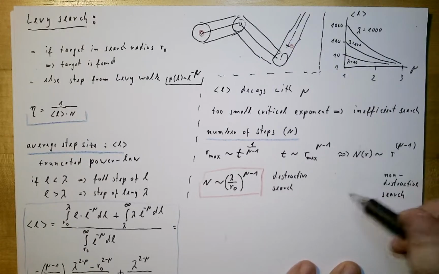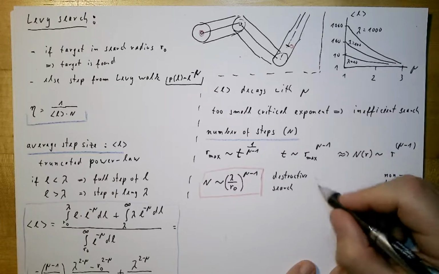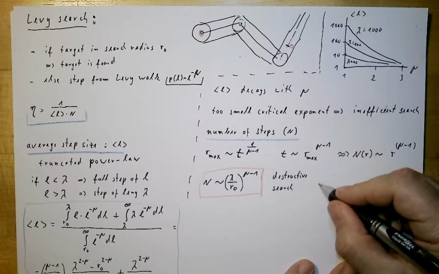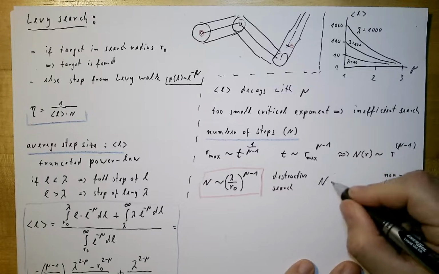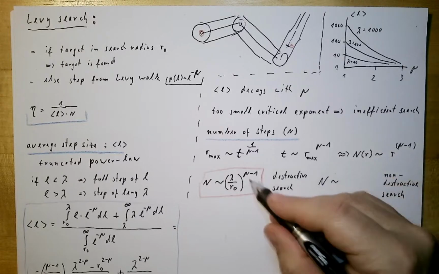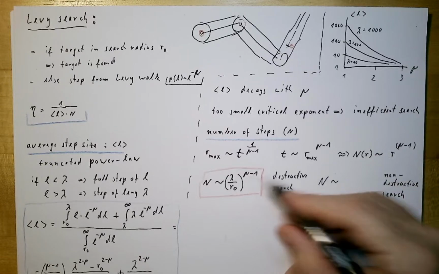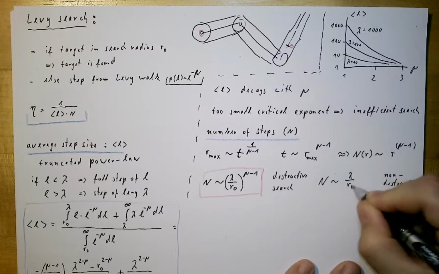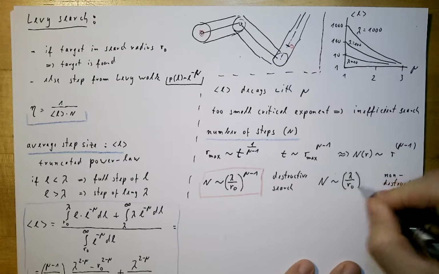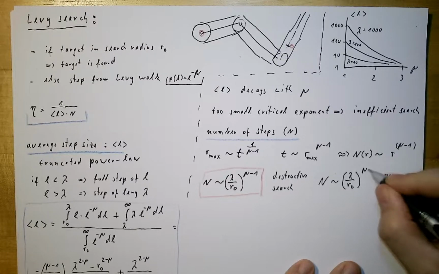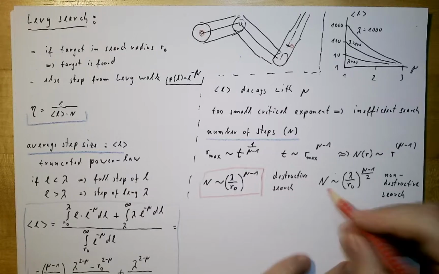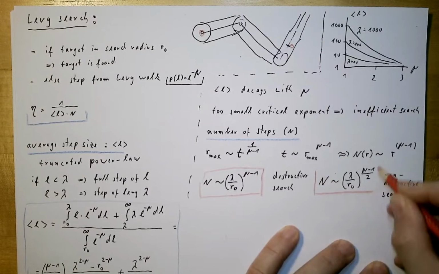And now if you analyze this, and I don't have the time now to go through this, but if you look at this, you find that the exponent is just a half of the exponent of this. So this goes again with lambda over our search radius, but now with power mu minus 1 over 2. So it's just the square root of the number of steps we had with destructive search.